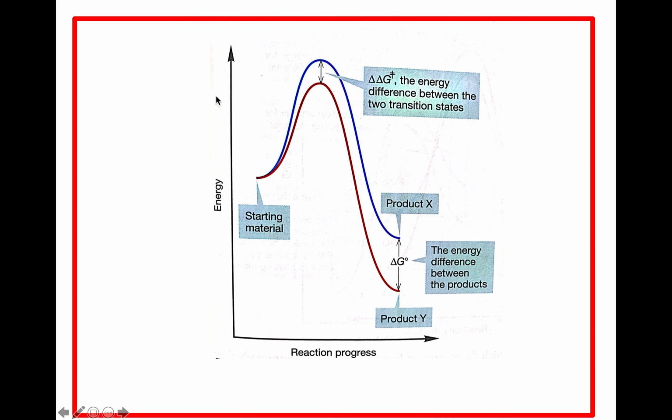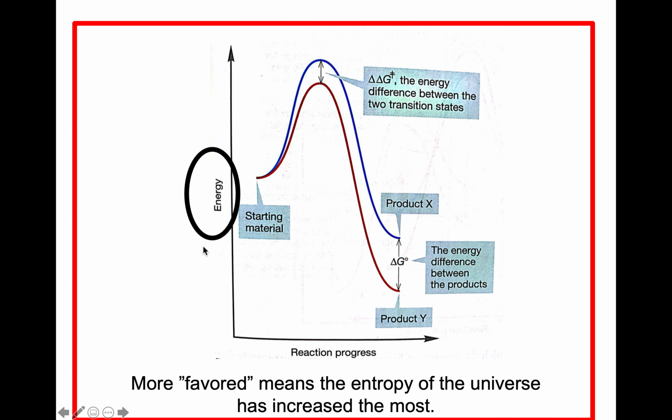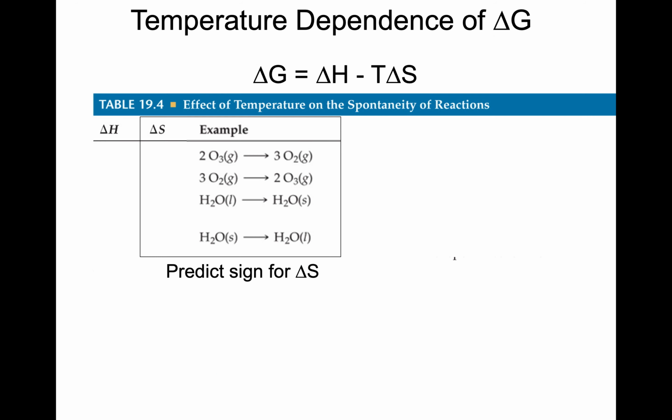When we look at a description like this of a reaction progress diagram, I grabbed this one from an organic chemistry book. Notice when it's saying energy, the energy is in terms of the Gibbs free energy. When we talk about something being more favored, it means the entropy of the universe has increased the most. That's why I say this is my guiding principle for explanations. Increases in the Gibbs free energy means increases in the entropy of the universe, and that's the direction our world is heading in.